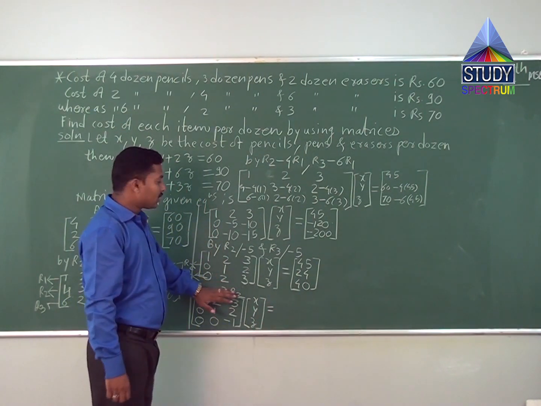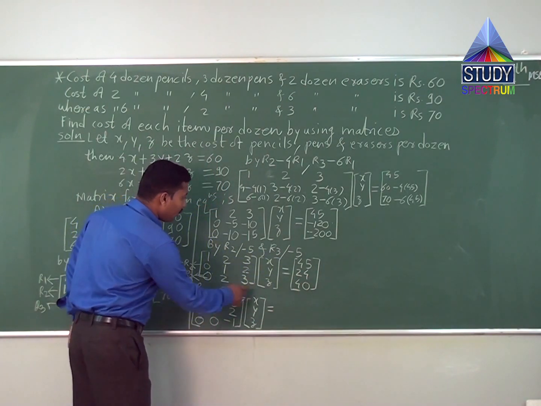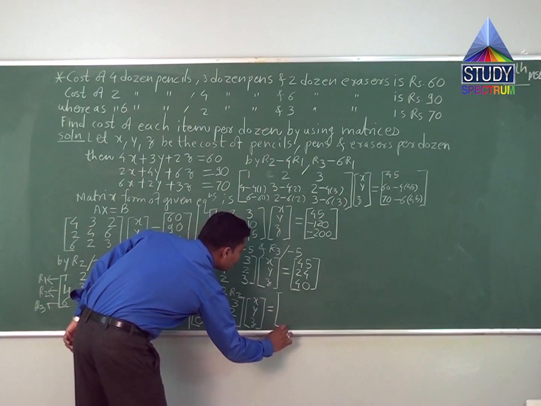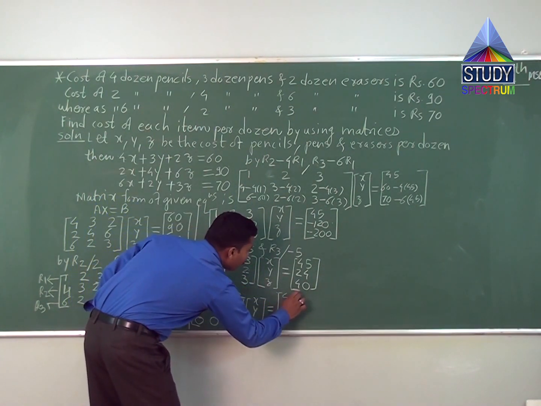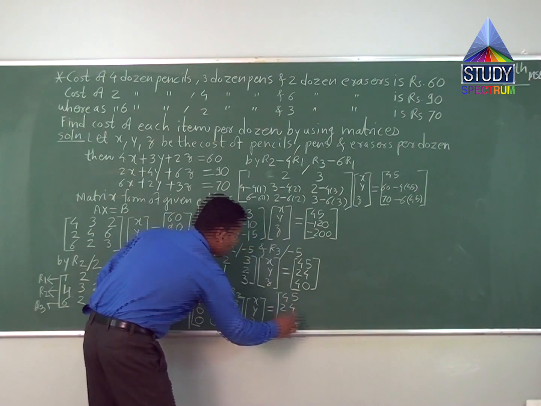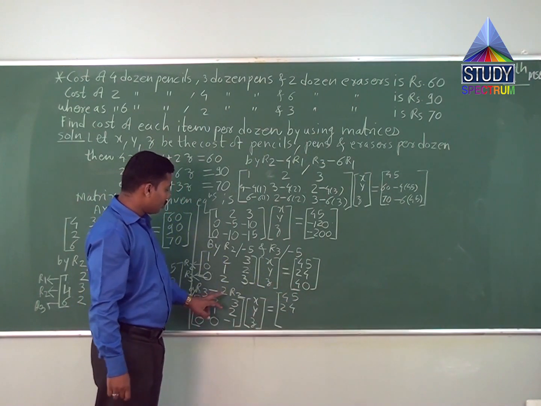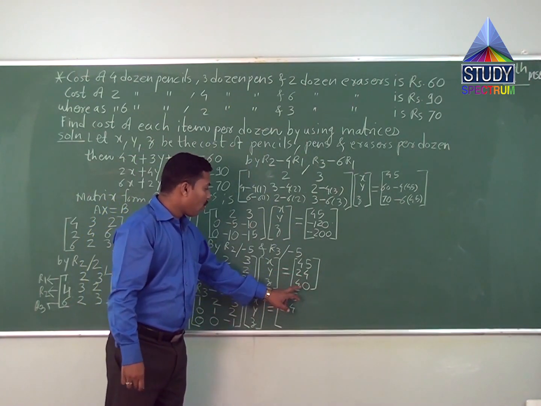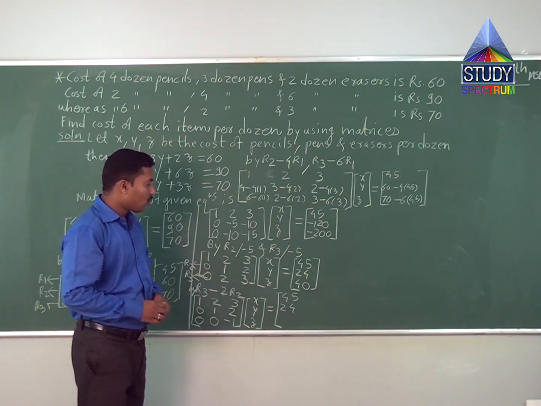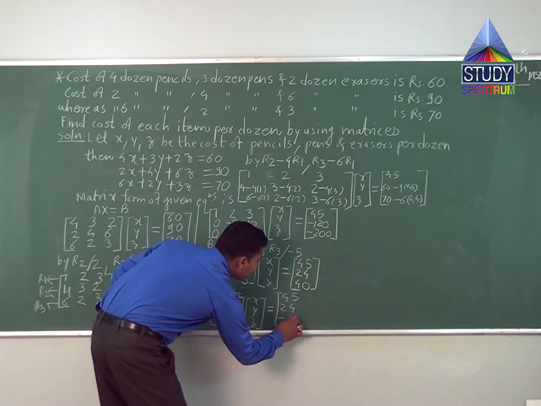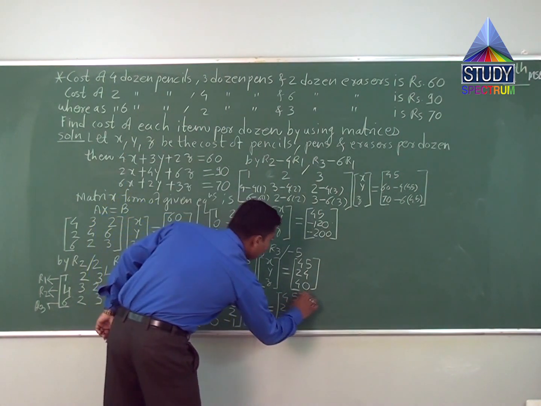Also similar operations operate on this right hand side. So first row and second row as it is: 45, 24. The remaining R3 means 40 minus 2 into R2, which is 24. 40 minus 2 into 24 is 48. So 40 minus 48 is minus 8.